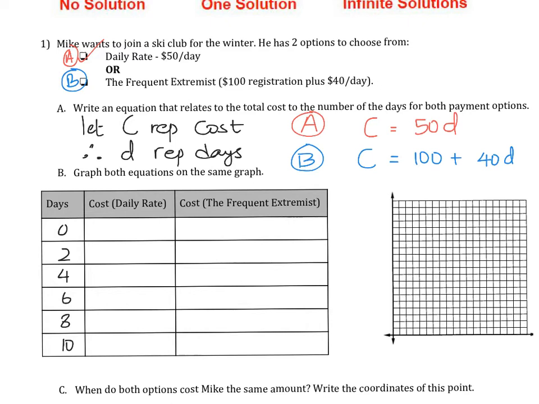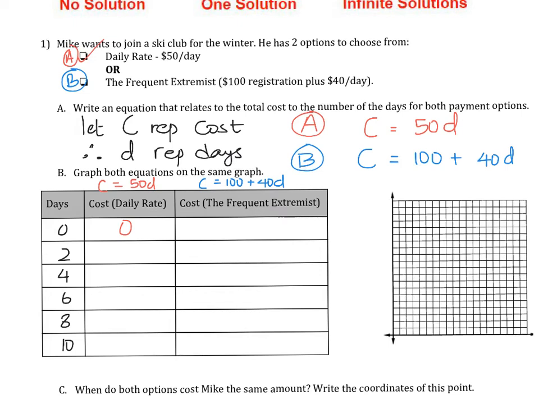So when we are looking at daily rate, our equation was C equals 50D. And for the frequent extremist, our equation was C equals 100 plus 40D. Now it doesn't matter, you can write 100 first or after 40D. So using these two equations, now we are going to create our table of values. I'm going to do the first one for you, and then you can pause the video and finish up your table. So if it's 0 days, what will be the cost for daily rate? The cost will be 50 times 0, which is $0.